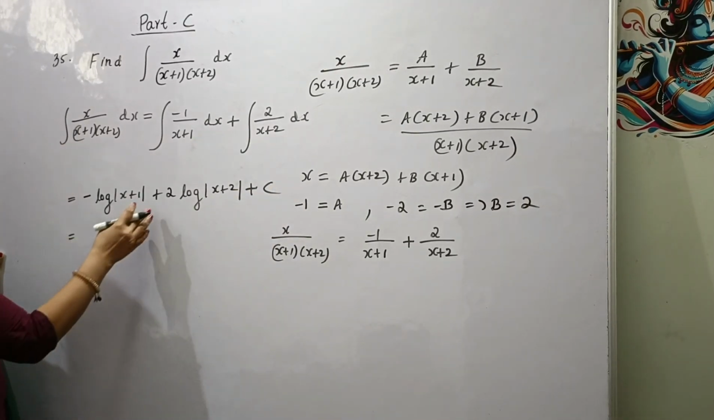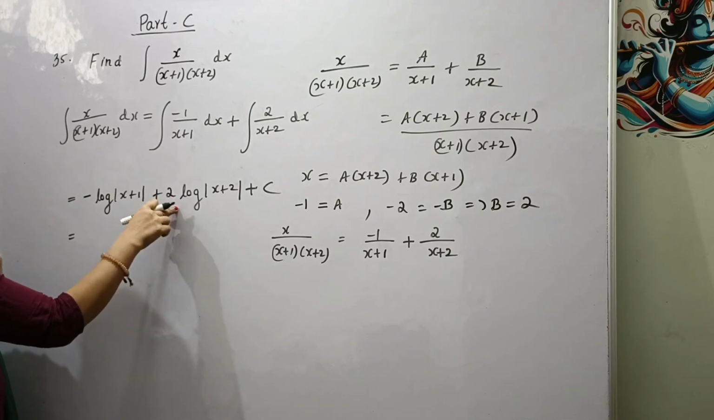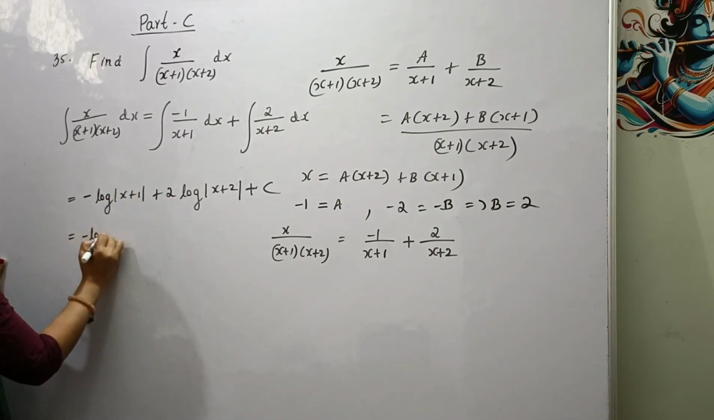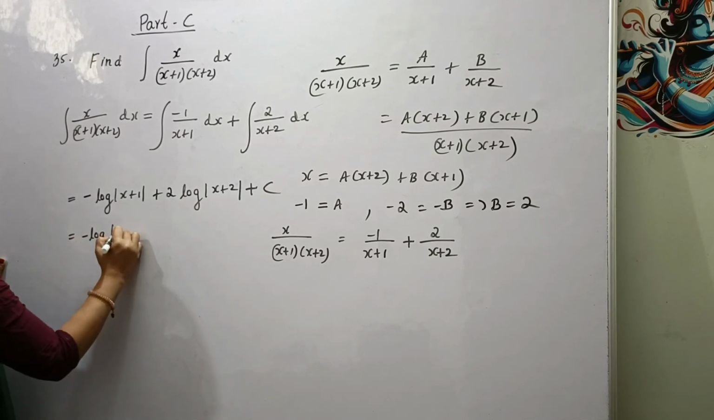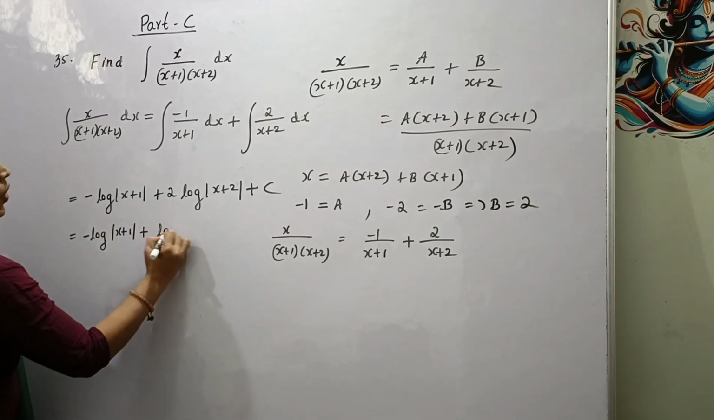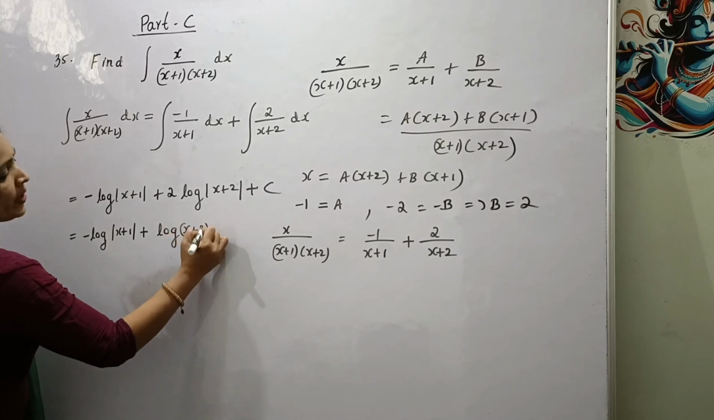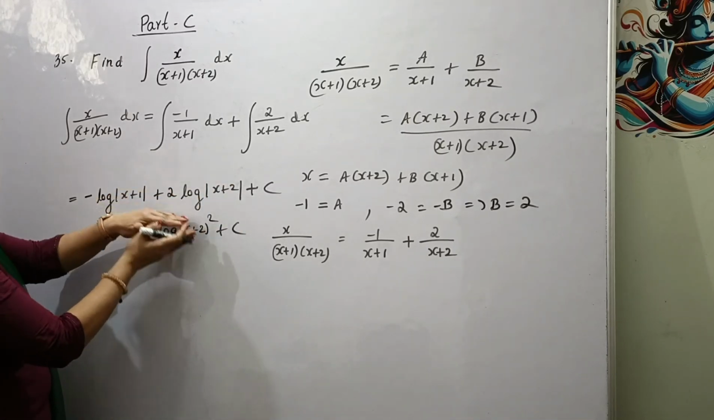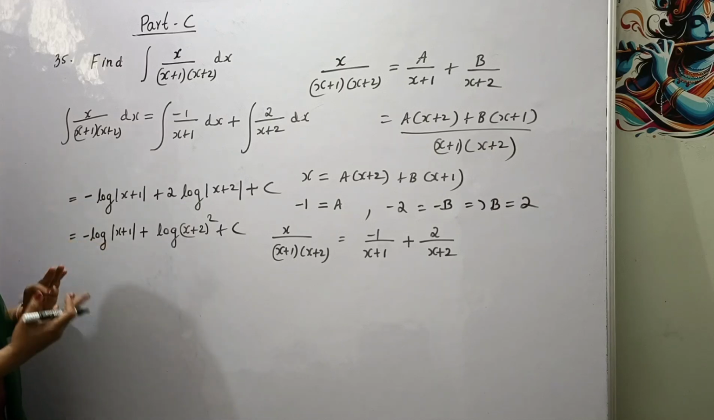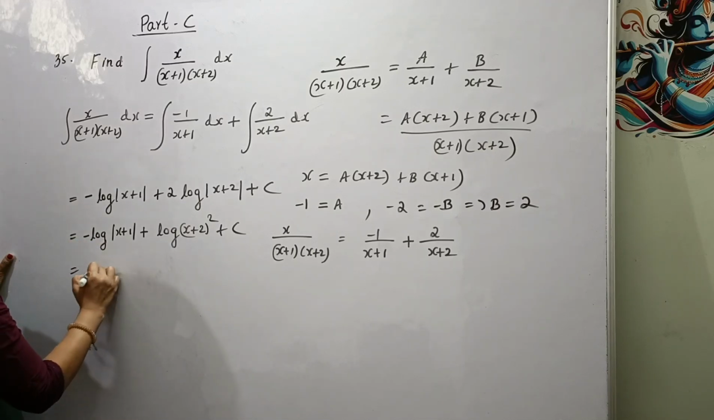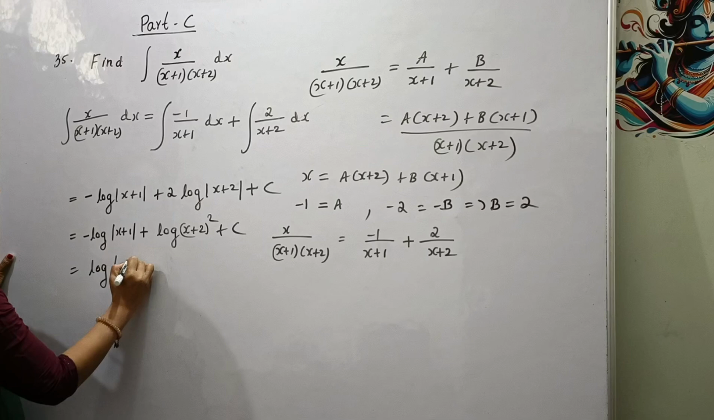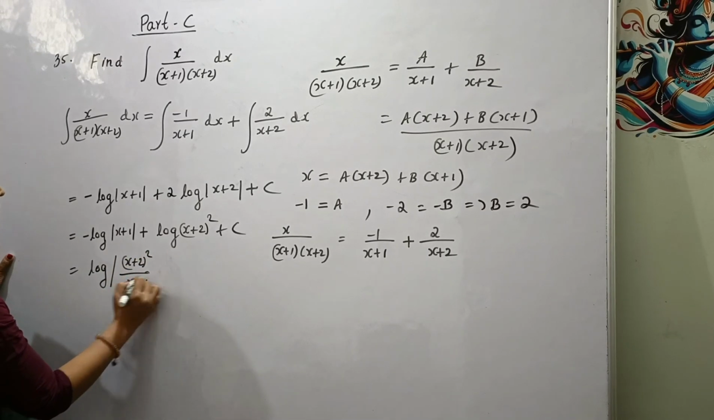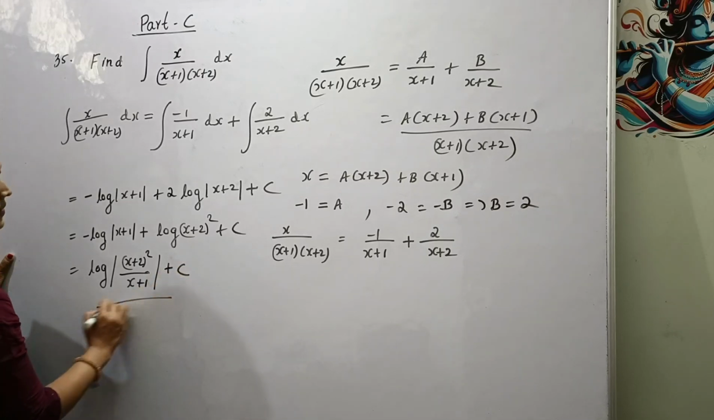That is equal to, see, this can be written as, it's in the form of n log x, that is log x raised to n, right? So here this can be written as minus log (x plus 1) plus log of (x plus 2) whole square plus c. Okay. Now it's of the form log x minus log y, that is log of x by y. That is log of (x plus 2) whole square divided by (x plus 1) plus c is the answer.